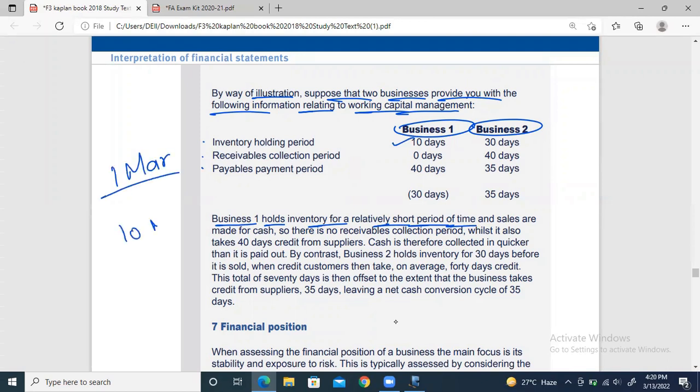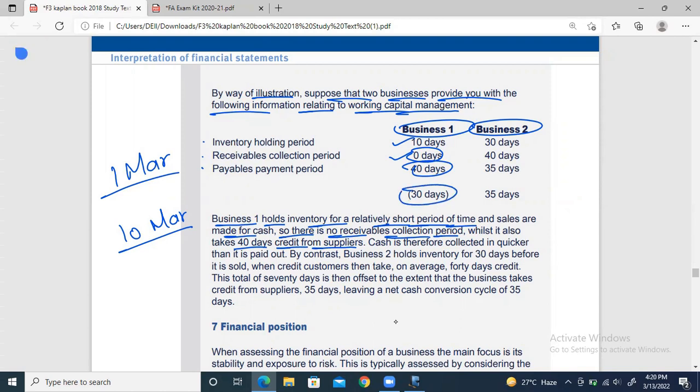and it's completely sold out by 10 March. Sales are also made for cash, so there is no receivables collection period. The receivable collection period is very good over here, it's 0 days. That means the sales are made in cash, so there will be no receivables. That's why it's zero. Whilst it also takes 40 days credit from suppliers. So business one is on a very good cycle because it has negative 30 days.